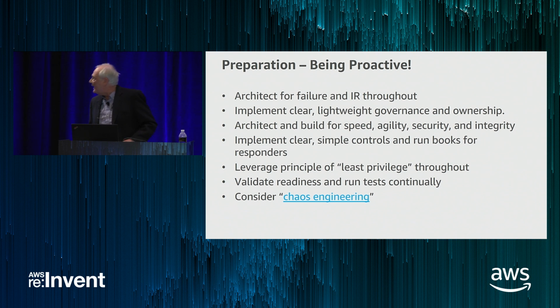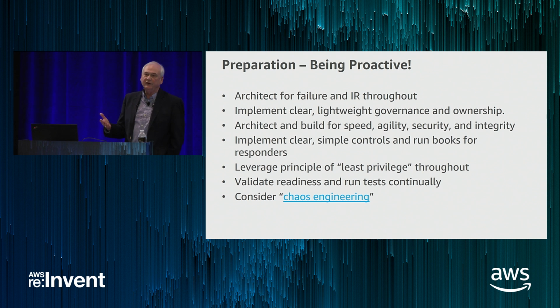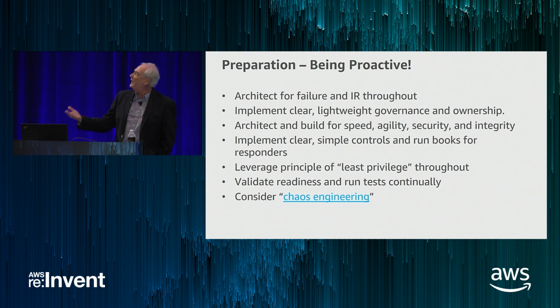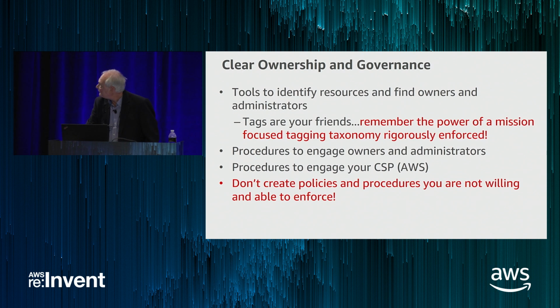And then finally, once you get to the end of the rainbow in incident response, one of the things you might want to consider is automatically introducing failure. Folks like Netflix have done this in the past, where they intentionally introduce failure in order to enhance their ability to respond to and manage incidents and failures automatically.